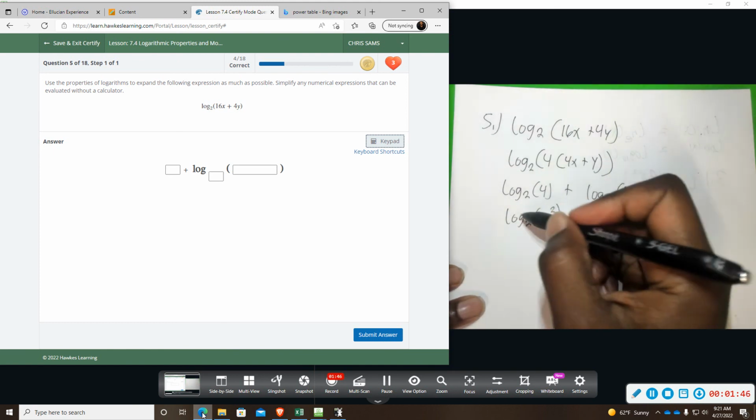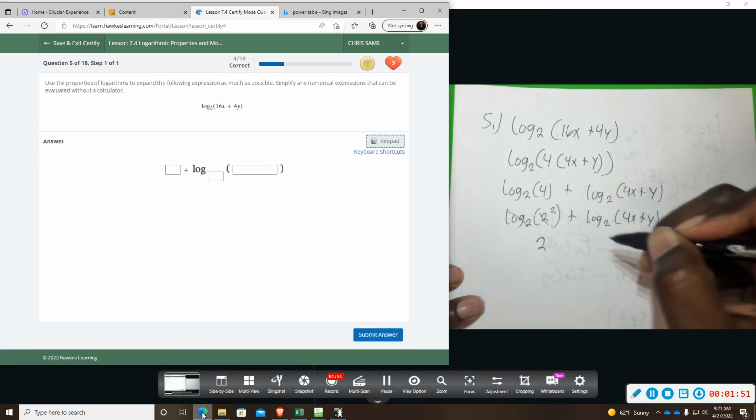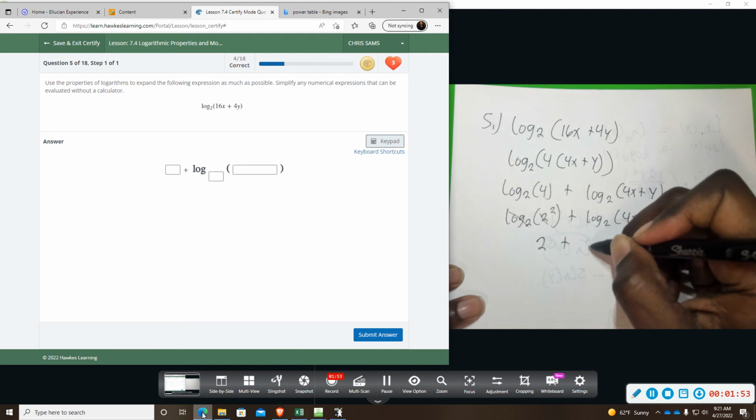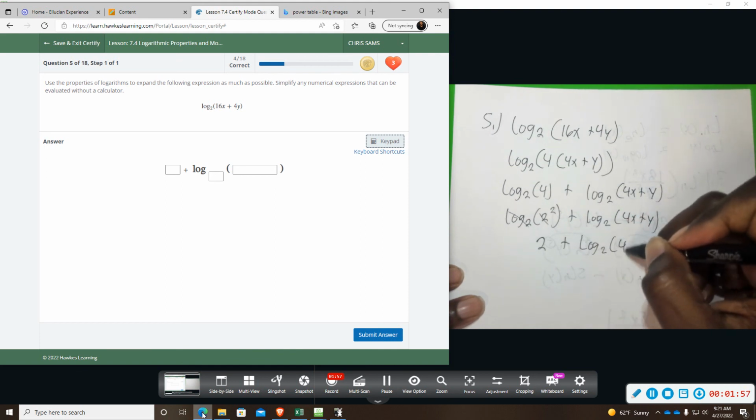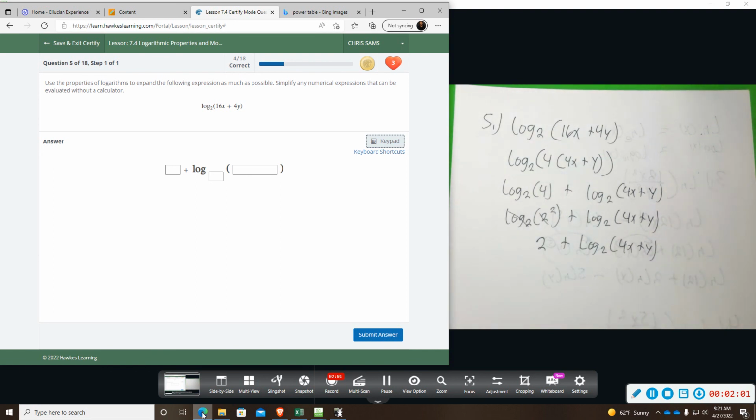And then if you do the cancel property, that's just 1. You just end up with a 2 plus log base 2 of 4x plus y. So 2 plus log base 2 of 4x plus y.